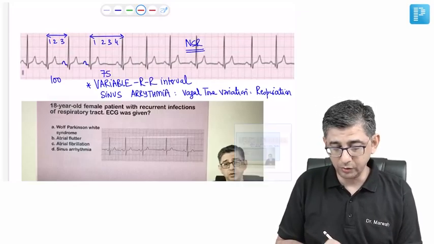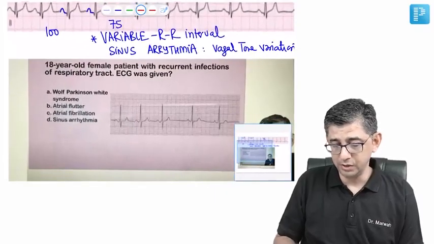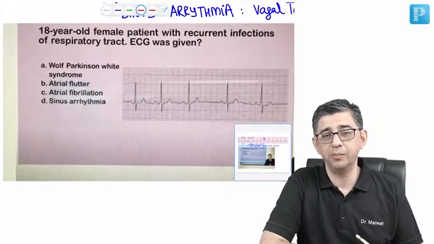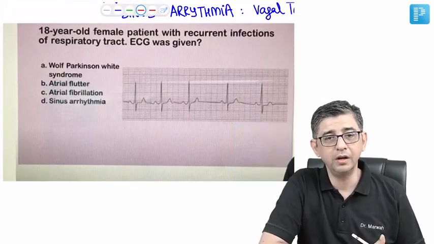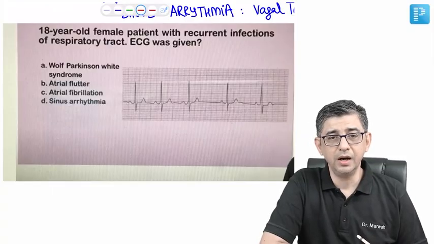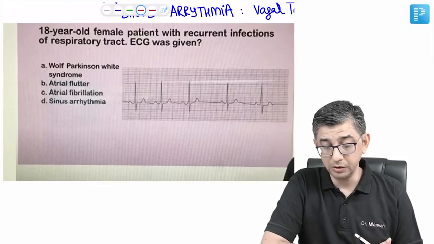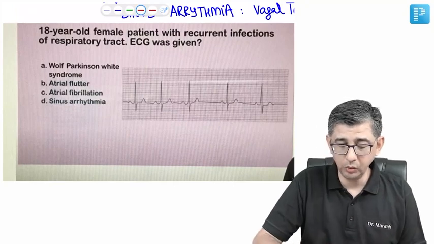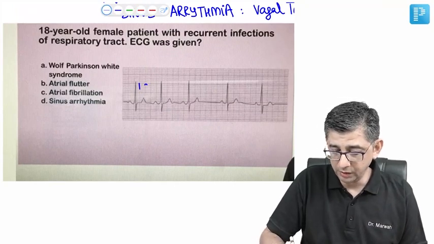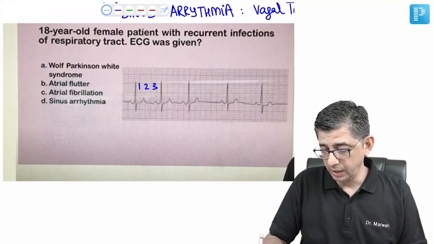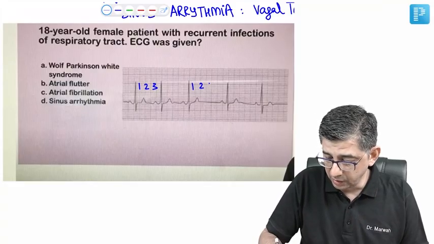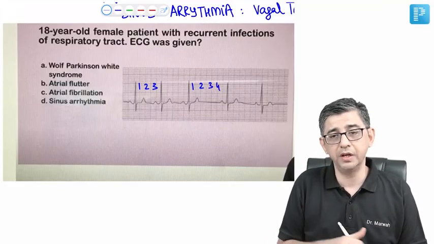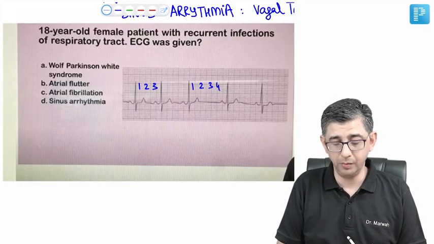Now, I'll just go back to that question once again. This was the language of the question that actually came in the exam, that 18-year-old lady with recurrent infections of the respiratory tract, and she was having, I mean, the theory that was given was a distraction. It was just that you had to go about evaluating the RR interval of this patient, and we were noticing that the RR interval of this patient was showing a variation. The heart rate of this patient was within normal limits.